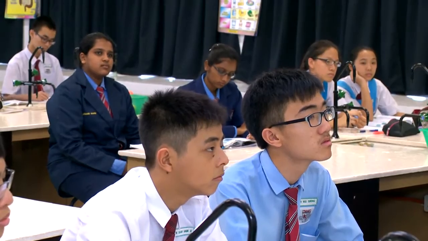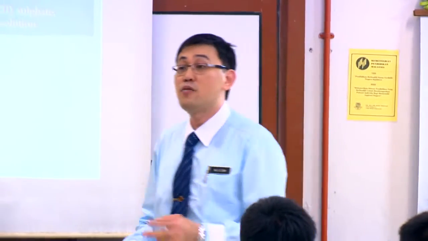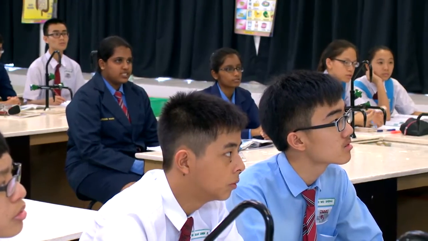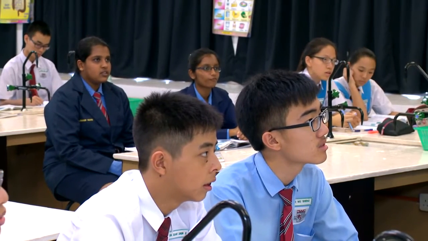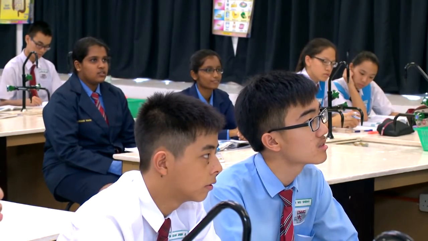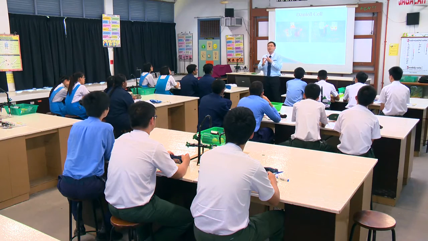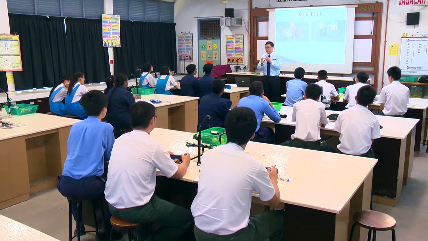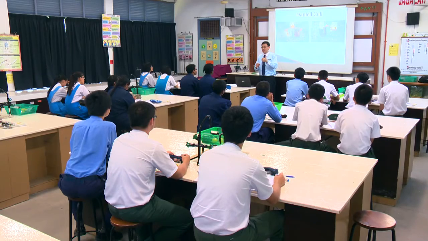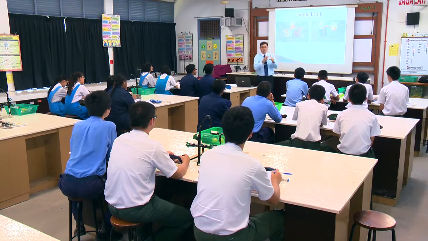So what are the cations inside the copper 2 sulfate solution? We have Cu2+, correct? Then some more? SO4 2-, the sulfate ion. Then some more? Okay, H+ ion. Then OH- ion. Okay, we only focus on the cations. So what are the cations? Cu2+, okay. Then? H+.